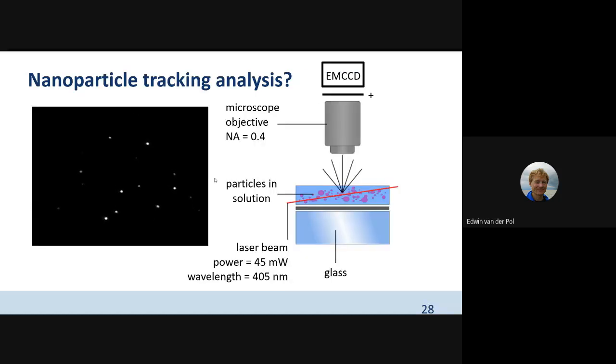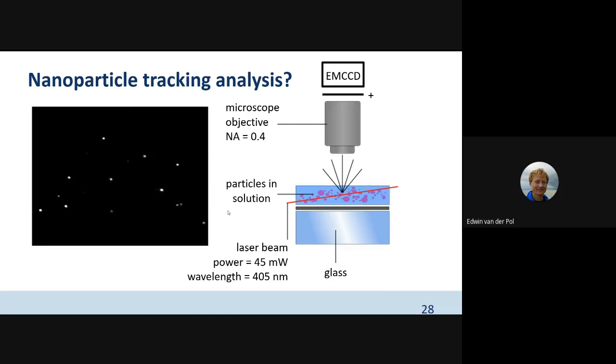Now, a few years ago, new technology entered the market, which was named nanoparticle tracking analysis. In this technique, the vesicles are just kept in solution, illuminated by a laser beam. Then the vesicles scatter light. This light is collected by a microscope objective, and then the light scattering is imaged on an EMCCD camera. EMCCD camera is a very sensitive camera, and that results in movies like this.